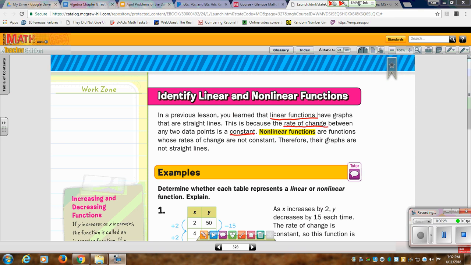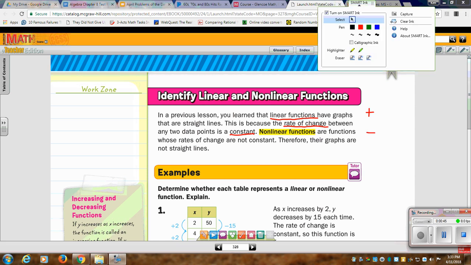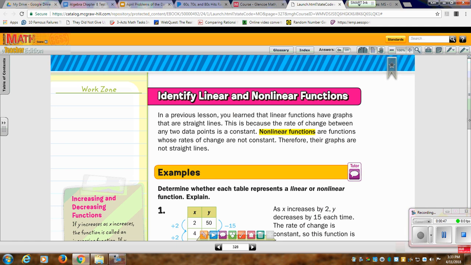Nonlinear functions are functions whose rates of change are not constant. They are not increasing or decreasing by the exact same amount. So we're going to be looking for increasing or decreasing by a set amount. So that's kind of what we're going to be looking at right now, and it's going to be super easy as we go through this.